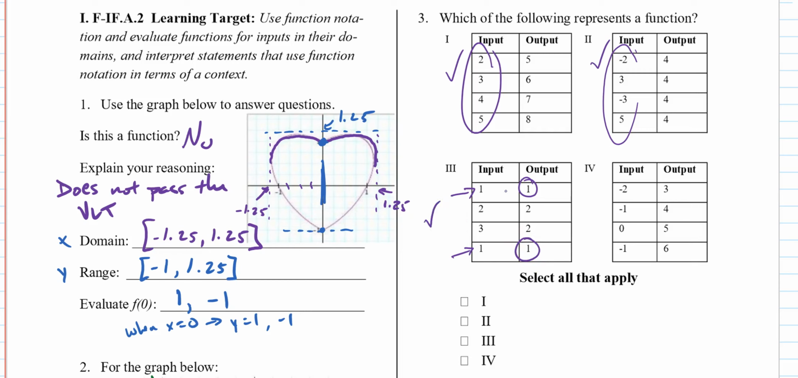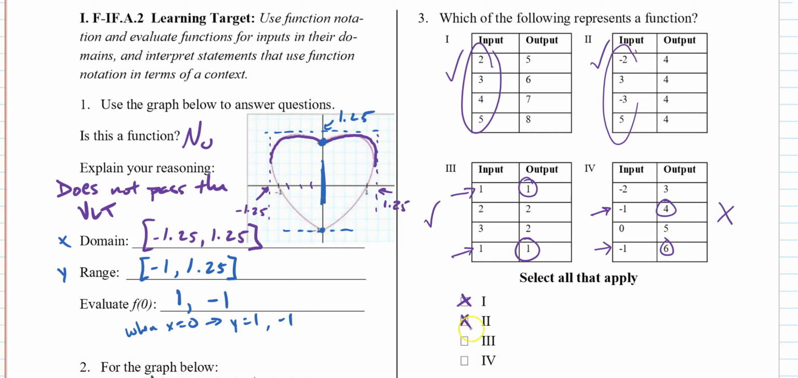And then finally, we look at 4. Those two inputs are the same, but their outputs are different, so that one cannot be a function. So which ones represent functions? Well, that's going to be 1, 2, and 3.